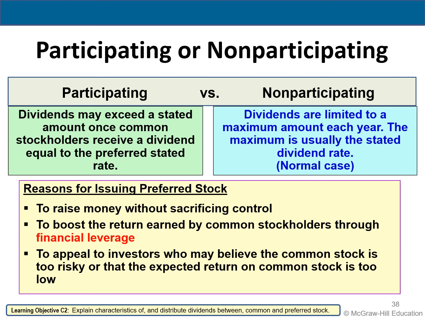So the reasons that we issue preferred stock is we could raise money without sacrificing control, boost the return earned by common stockholders through financial leverage, and appeal to investors who may believe common stock's too risky or that the expected return is too low. Okay? Read more about that in the book.